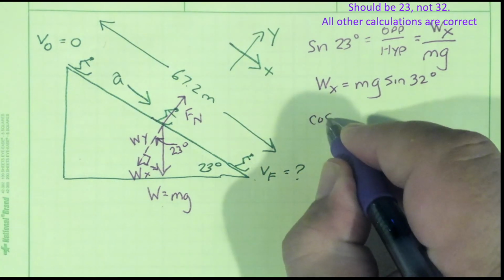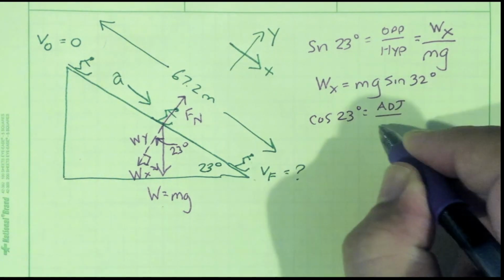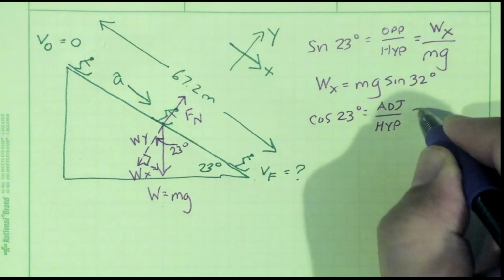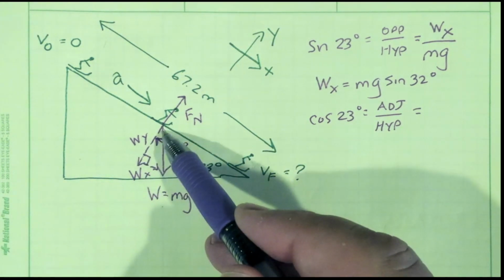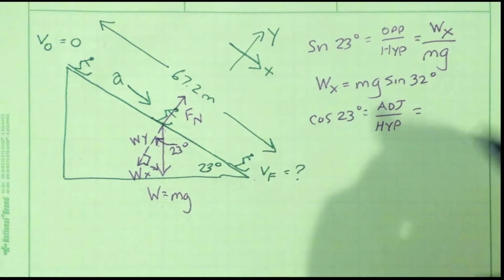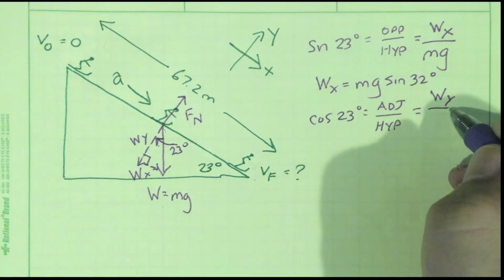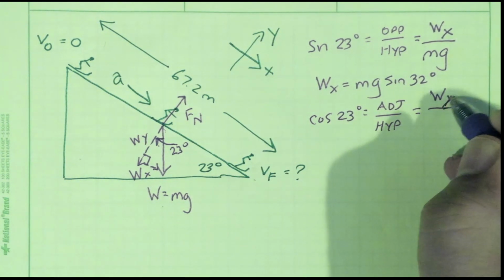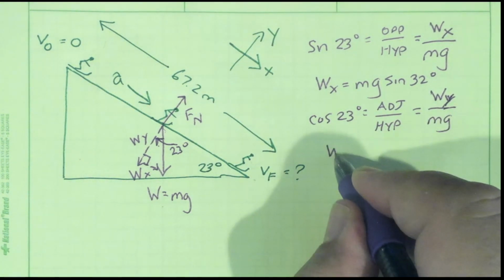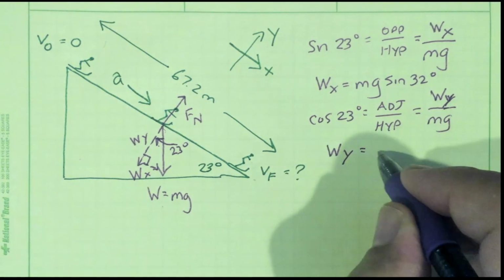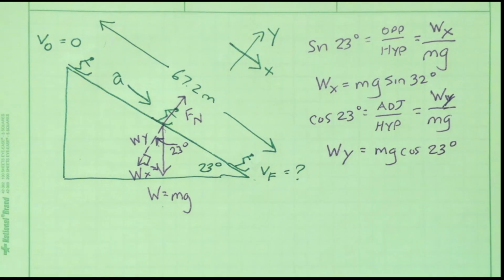Turning now to the cosine function, remember the cosine function is adjacent over hypotenuse. And in this case, the component adjacent to the 23-degree angle is WY. Again, a departure from some examples that we've done. You have to be very careful and work it out every time. So now we have a formula for WY, which is mg cosine of 23 degrees.